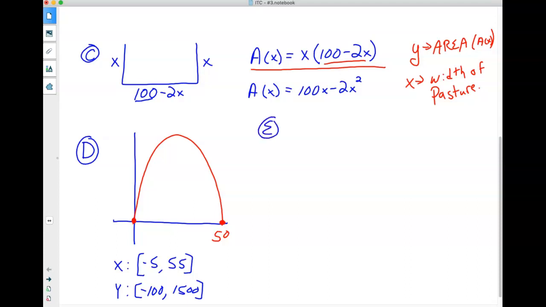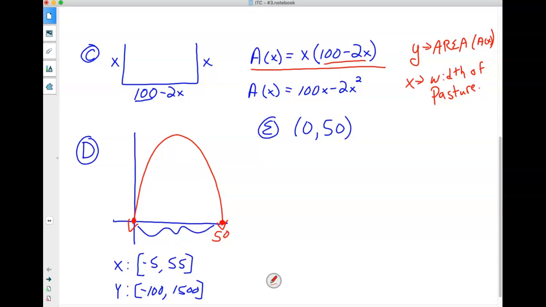And part E says, what values of X make sense in the problem situation and why? Well, obviously, my widths have to be between 0 and 50. They have to be between 0 and 50. Because if they're to the left of 0, just remember what your graph is actually doing in your calculator. It's not graphing one spot, it's making the whole thing. Then you would have a negative area, not good.